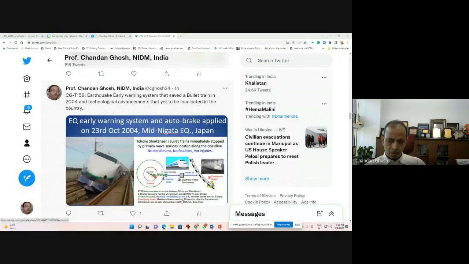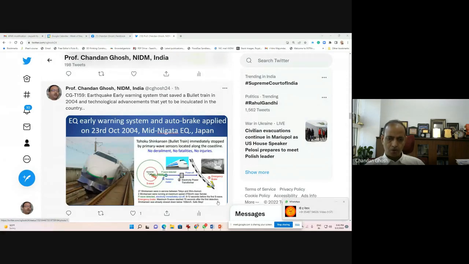And 9 to 12 seconds before the first shear wave arrives, then emergency brake, maximum S wave reached 70 seconds after the first detection. So here the emergency brake has been applied to the Shinkansen automatically, and the Shinkansen was already slowed down below 100 km/h. So this is how they have stopped safely.